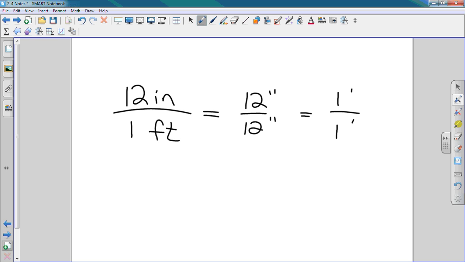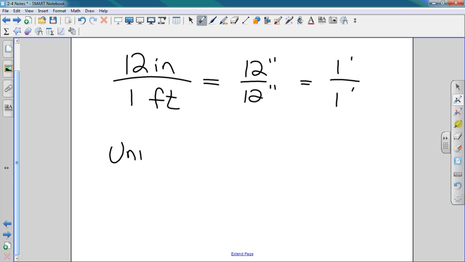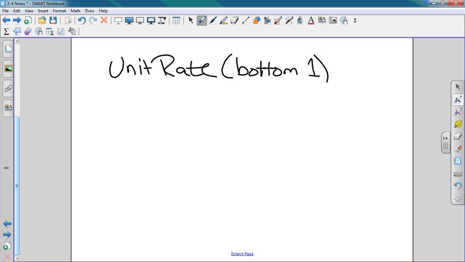Same thing for quarters and $1.50, which would be 25 cents over 150 cents. Okay, and now unit rate. Okay, what is unit rate? That means when the bottom is 1. Okay, the bottom number is 1. That's unit rate.